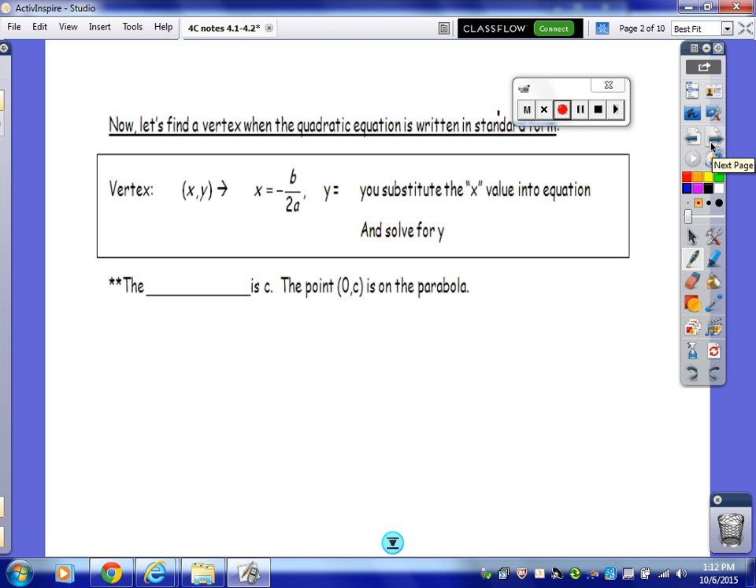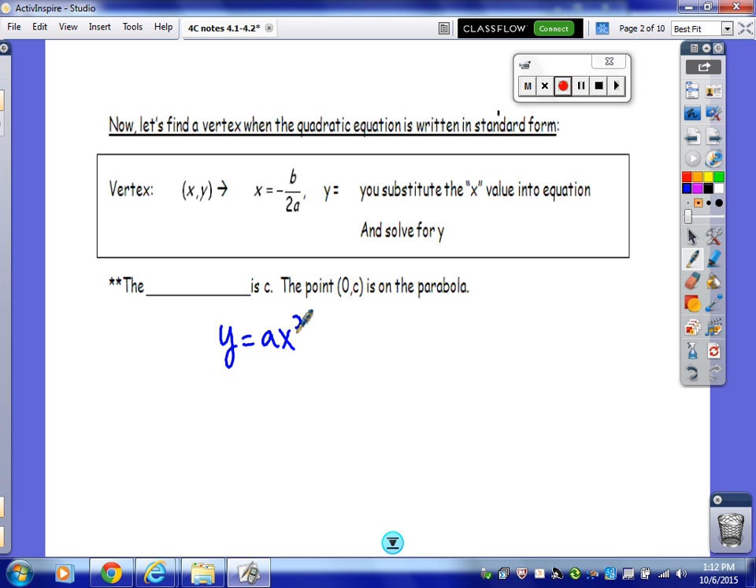First, let's look at standard form. Standard form looks like the following. y is equal to ax squared plus bx plus c. Now you still want to always find your vertex. So this formula gives you your vertex. So you need to memorize that formula.